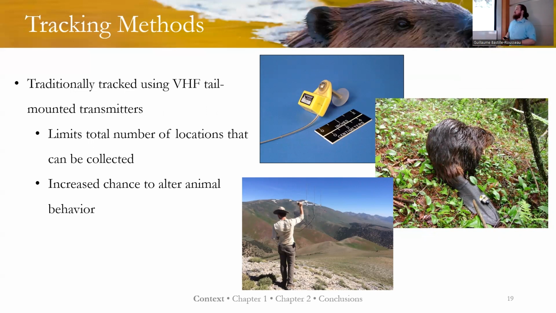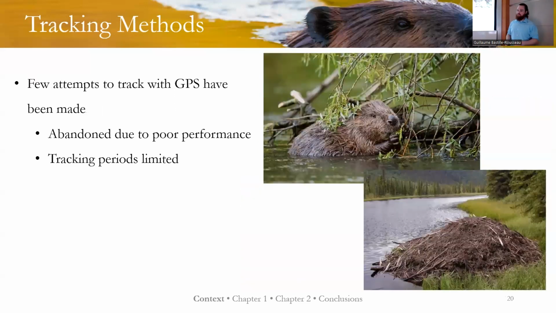The other problem with this is if you're constantly present in the environment that the animal is, you're running the risk of potentially altering their natural behavior, which defeats a bit the purpose of trying to monitor what they're doing in their environment. And so there have been some attempts to track beavers with GPS transmitters, but again, all the challenges I highlighted for semi-aquatic species obviously apply here.